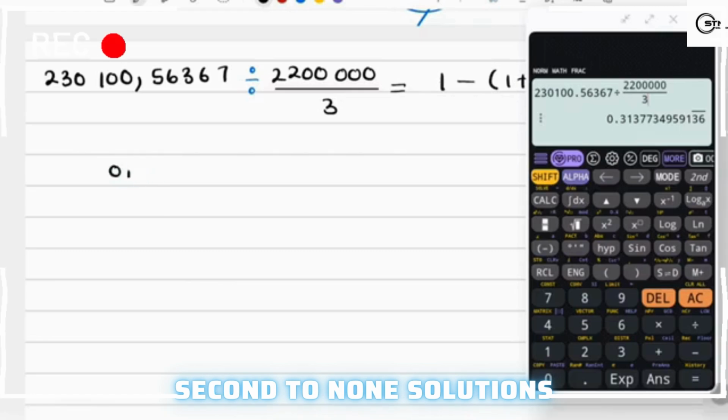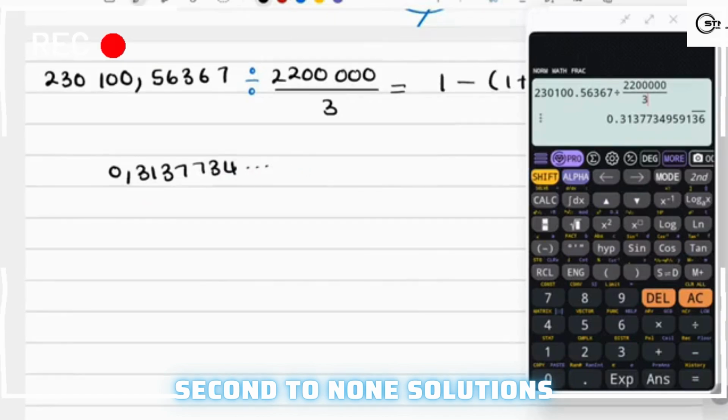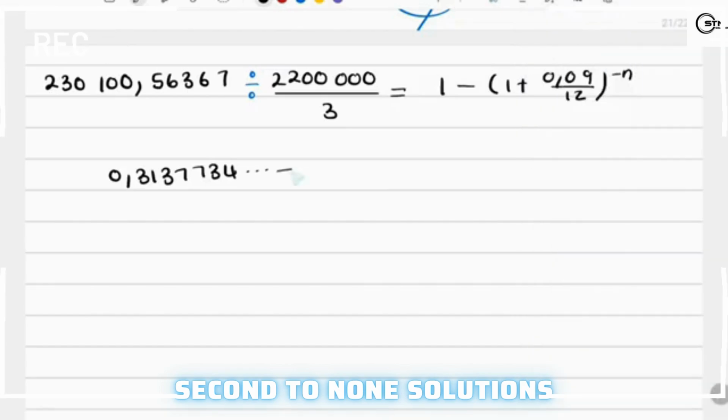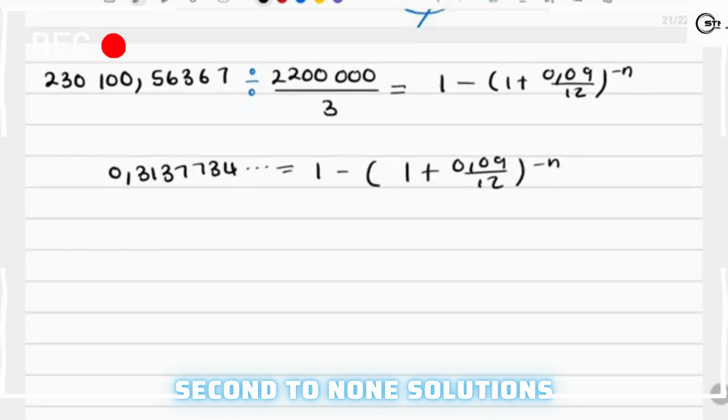So this is a decimal. I'm going to write it as 0.3137734. Now I will just go dot dot, and I'm not really going to continue with that. I will just use this button ANS. That button is going to be very important in financial math always. And we're going to say this is equal to, and we have this still, and 0.09 over 12 raised to the power of negative n.